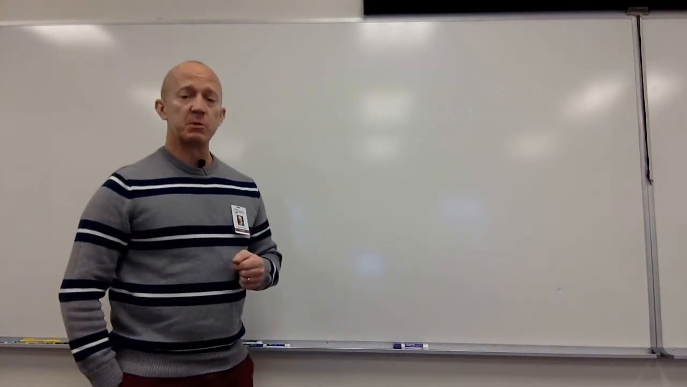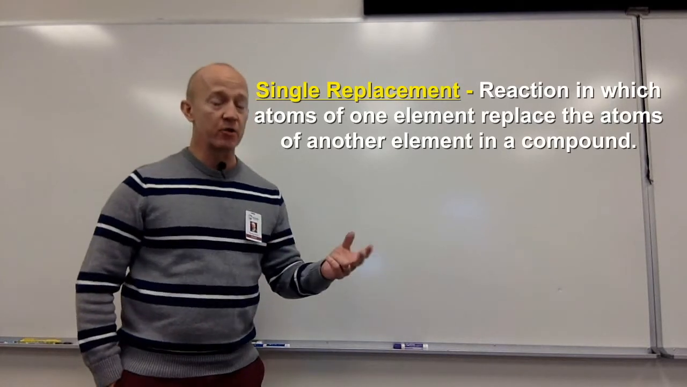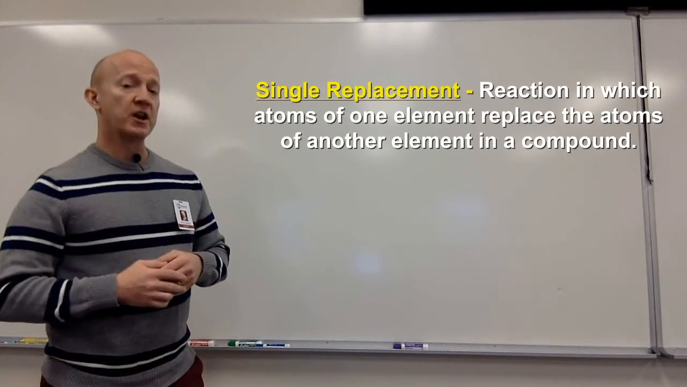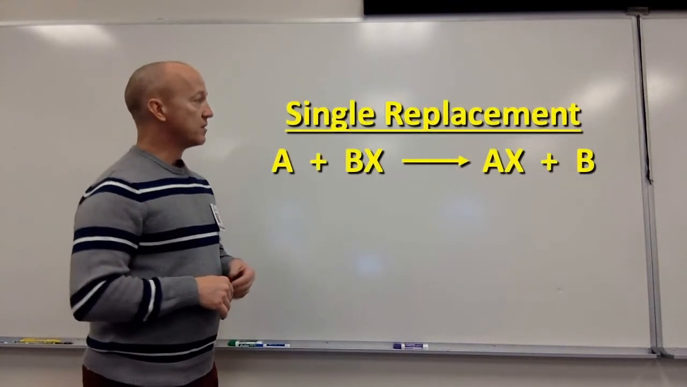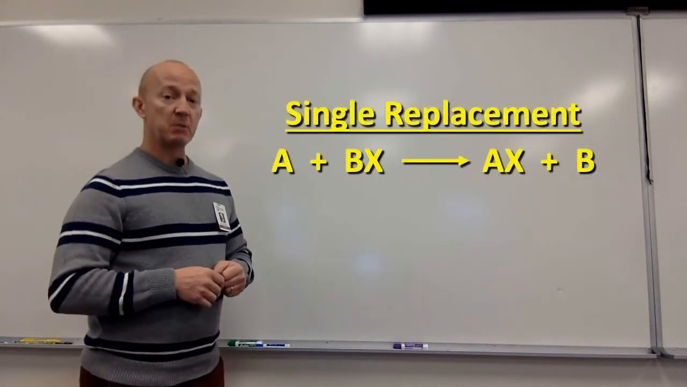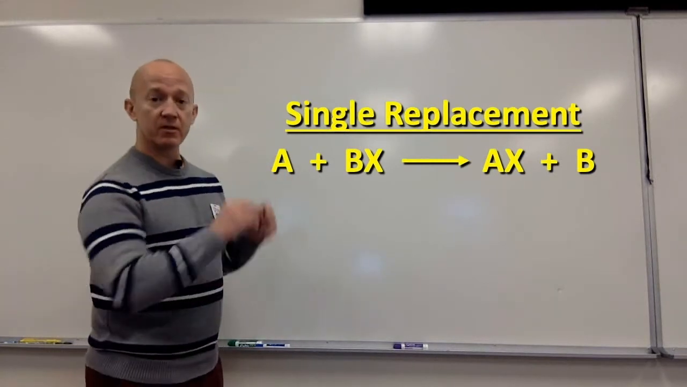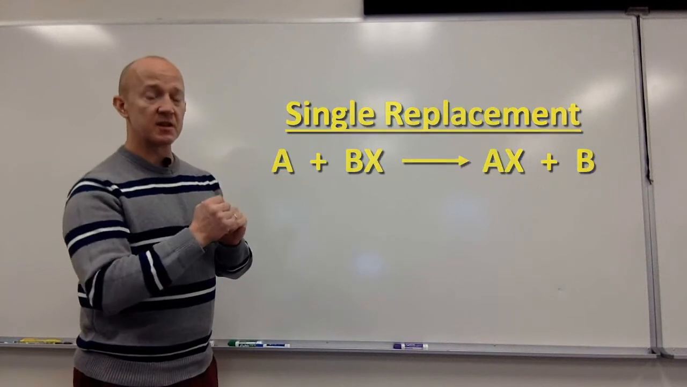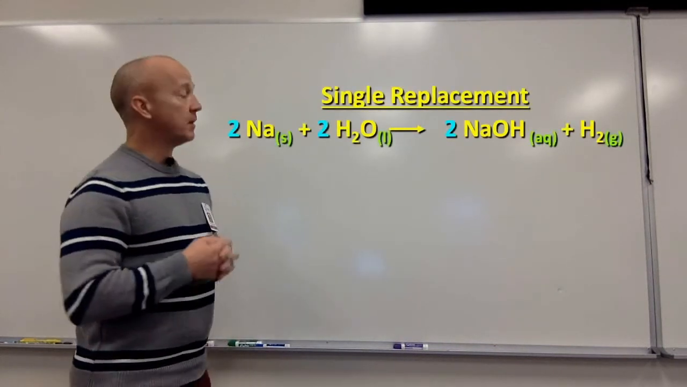During a single replacement reaction, the atoms of one element replace the atoms of another element in the compound. We could generically see it this way. If we have substance A reacting with substance BX, then we would have products AX plus B. You see how the A and B switch positions there? Here's an example of a single replacement reaction, the reaction of sodium and water.